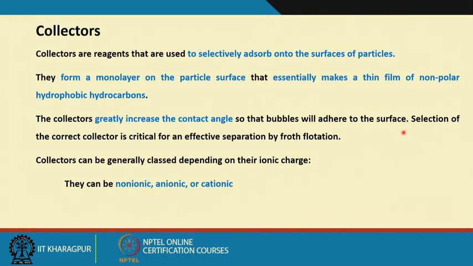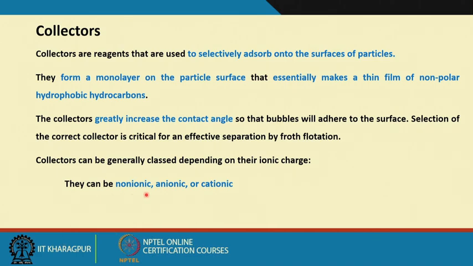Therefore, depending on the mineral surfaces, there are various categories of collectors. They can generally be classed depending on their ionic charges, like they can be non-ionic, anionic or cationic. So, there are three broad groups: non-ionic, which does not have any surface charge, anionic, or cationic.